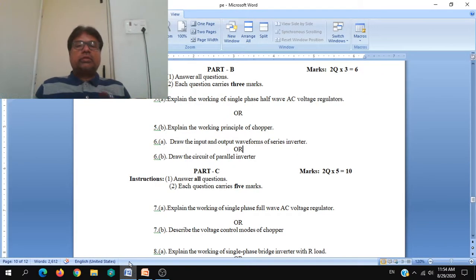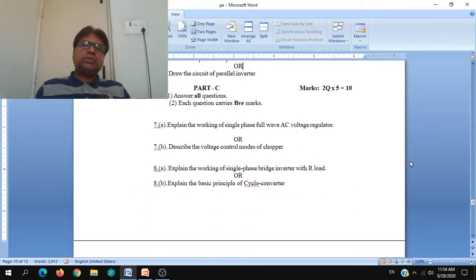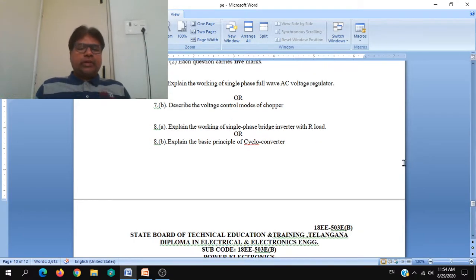So just go through part C. Again, it comprises two questions, each from different units. And again from the same unit and same question you have to answer either or, that is, the seventh question comes from the third unit and the eighth comes from the fourth unit.